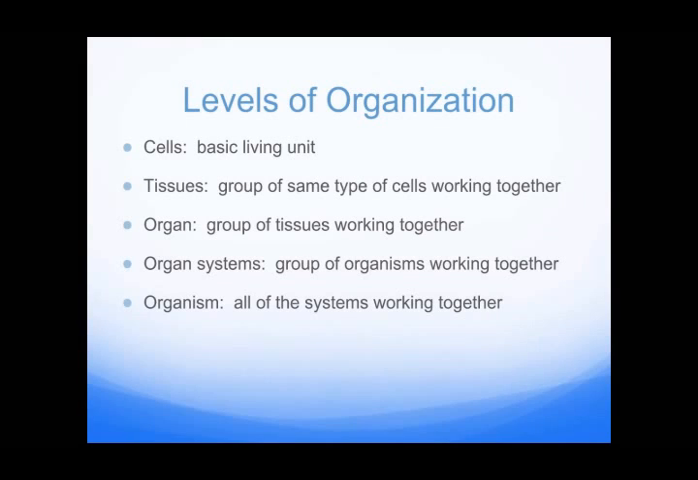Tissues are made up of cells. It's a group of the same type of cells working together, and an organ is a group of tissues that work together. So we're going from less complicated to more complicated as we go down this as well. And organ systems, such as our skeletal system or our digestive system, are a group of organs that are working together. And an organism is all of the organs working together to maintain homeostasis and to maintain life in that organism.